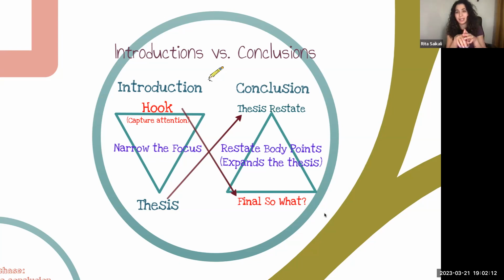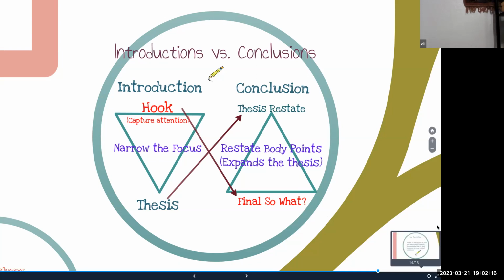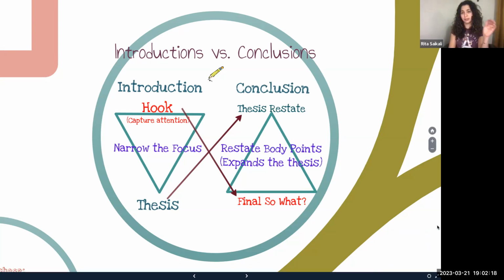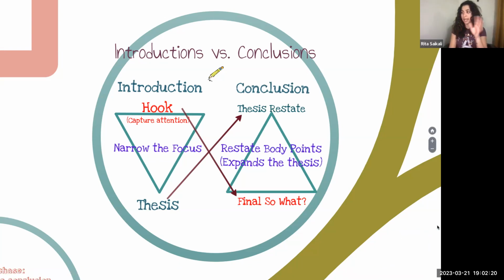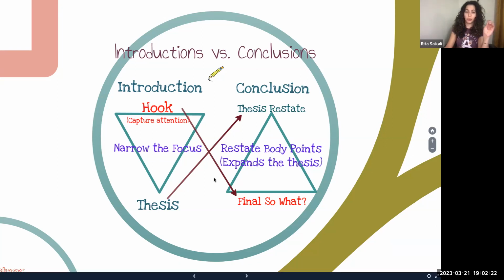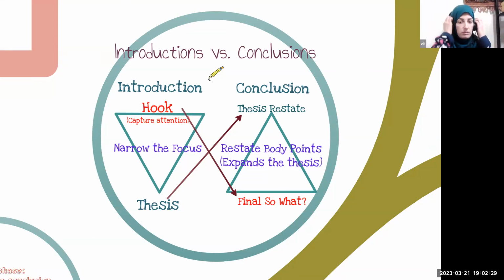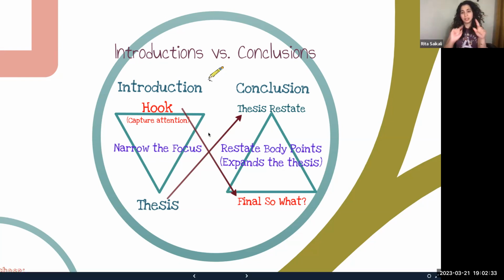Do you see the similarities? Do you see how they're similar? Yes, no, maybe? How are we feeling? People who are actually live in my class today, do you see the difference?